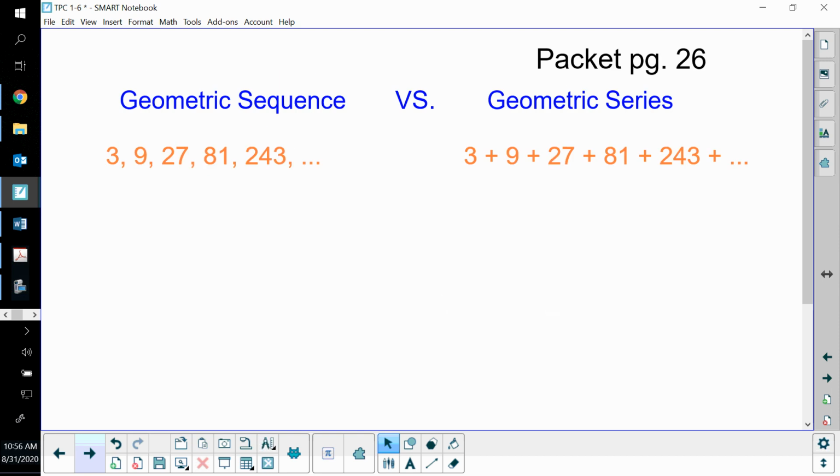All right, so we're going to start on packet page 26 today. And we've got here sequence versus series. A sequence, again, is a list of numbers on the left there. On the right, we have a series because the individual terms are added together. Now, these are both geometric because from one term to the next, there is a multiplication pattern of ×3 in this case.